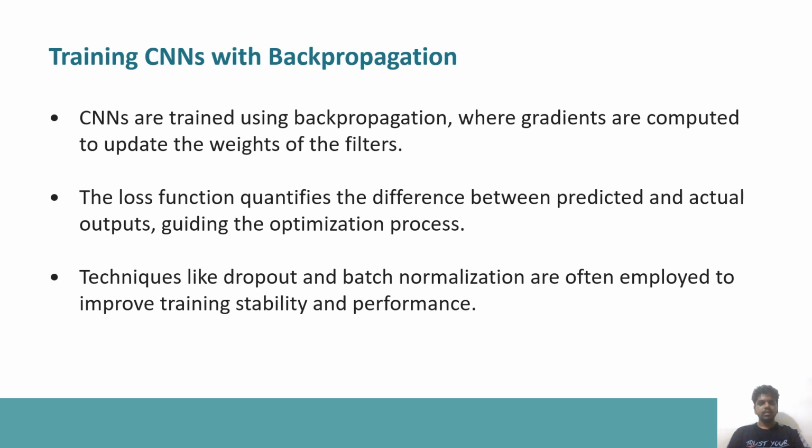Training CNNs with backpropagation. CNNs are trained using backpropagation, where gradients are computed to update the weights of the filters. The loss function quantifies the difference between predicted and actual output, guiding the optimization process. Techniques like dropout and batch normalization are often employed to improve training stability and performance.